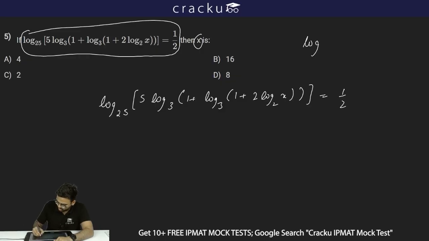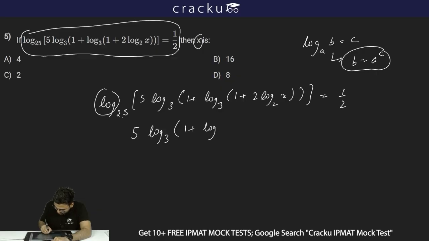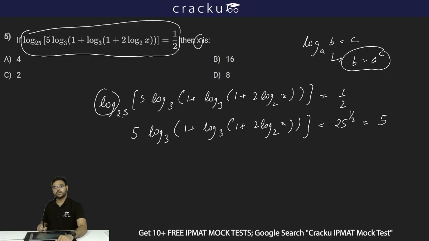Now we know this property: if log b to the base a is equal to c, then this can be written as b is equal to a to the power c. Similarly, we will take 25 to the power 1 by 2 and remove the log. So this can be written as 5 log base 3 of 1 plus log base 3 of 1 plus 2 log x to the base 2 is equal to 25 to the power 1 by 2, or I can simply write it as 5.